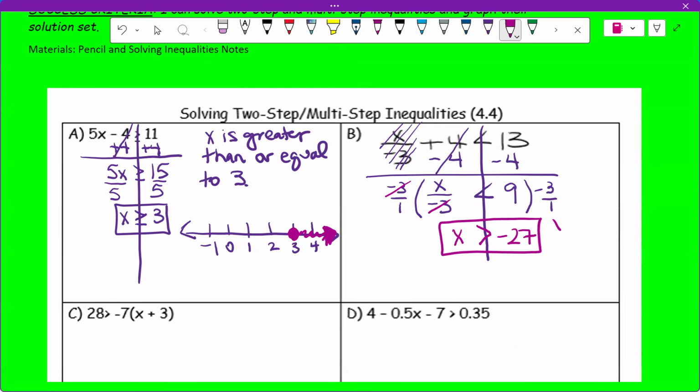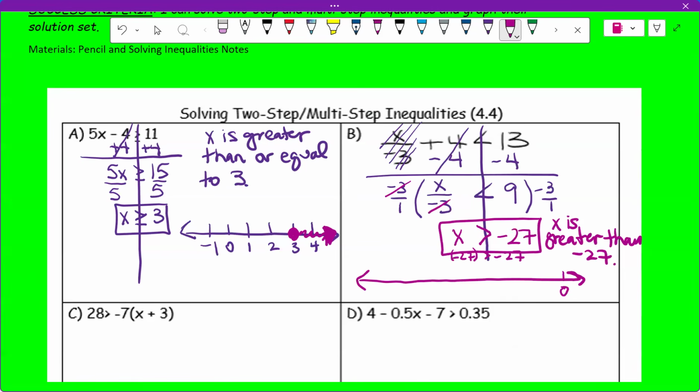Let's translate that. X is greater than -27. Is -27 part of our solution set? It's not, right? -27 would not make this statement true. It would stay false because -27 is not greater than -27.